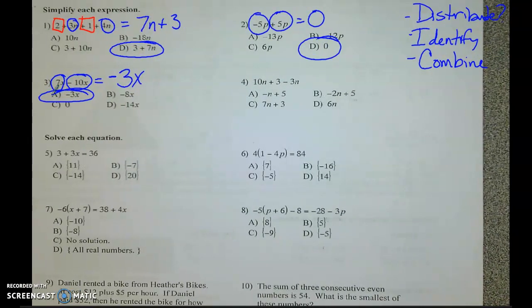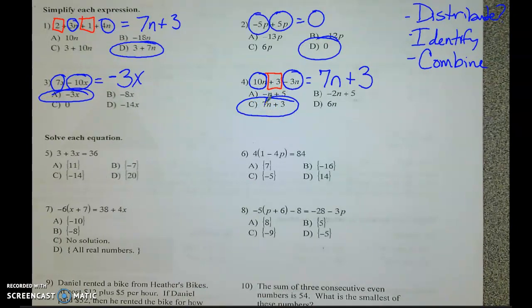Number 4, do we have to distribute? No, but identifying like terms. We have 10n, we have negative 3n, and then this 3 is just a constant. There's no variable with it, so it cannot combine. So 10n minus 3n gives us 7n. And then we just bring the 3 with it. 7n plus 3. That means that C is our answer.